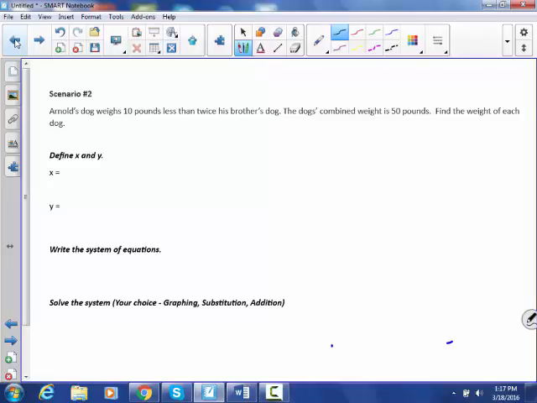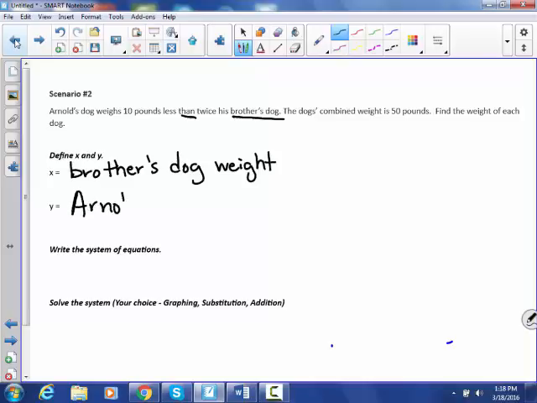So his dog and his other brother's dog. Yeah. So we got his dog and his brother's dog, right? Arnold's dog and his brother's dog. All right. So which one is going to be X? Brother's dog. How'd you know that? Because it's after less than, right there. So this one, his brother's dog, is going to be X. And we're talking about their weight. So it's his brother's dog's weight. Okay? So that means that Y is going to be Arnold's dog's weight.